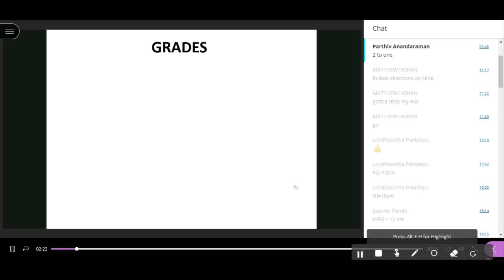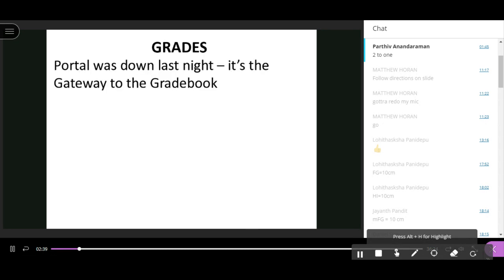Now, grades. Grades is something I'm going to discuss a lot over the course of the year. I just haven't discussed it yet because I need you guys focusing on a lot of other things like, I don't know, learning geometry and notation in particular. But I'll be addressing grades a lot in this class. Just nothing really was due quite yet. So the portal was down last night. That's the gateway to the grade book for me to get on. So I haven't put anything up for anybody yet.